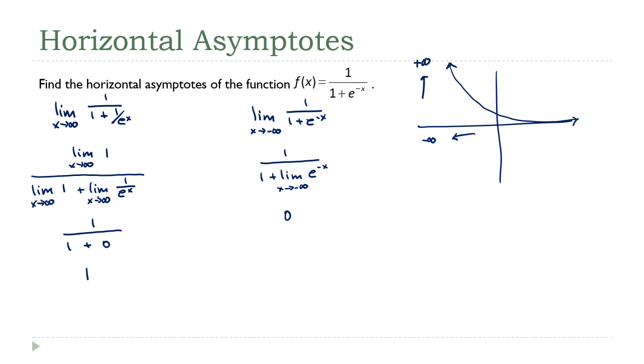Right? You got to keep an eye out for this. Every once in a while, you'll see a curious function like this, where it does have more than one horizontal asymptote.